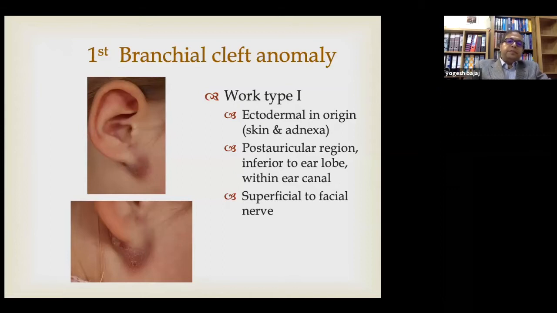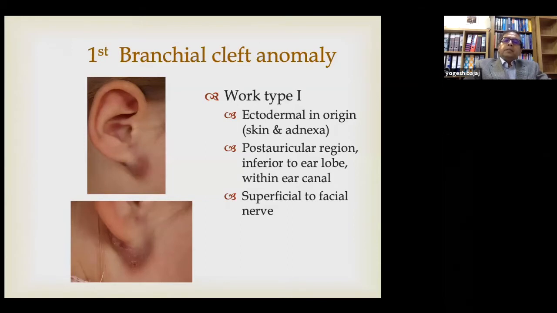She gets an infection, is given some antibiotics, it settles down, and she's back. Every month, she kept coming back with these lesions. You can see almost permanent skin discoloration. At some point, somebody thought this might be a first cleft anomaly, and hence she got referred to me.